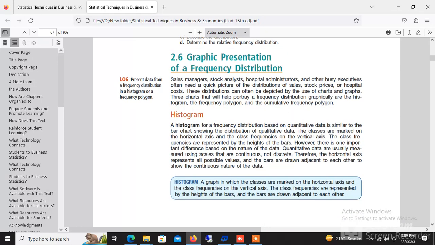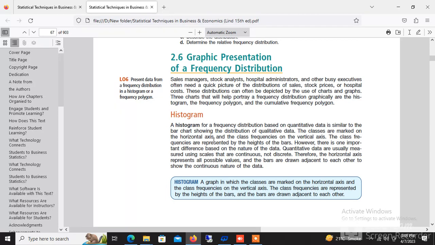Graphic presentation of a frequency distribution. Sales managers, stock analysts, hospital administrators, and others need to keep a picture of the distribution of sales, stock prices, and hospital costs. These distributions can often be portrayed by the use of charts and graphs. The three charts that will help portray a frequency distribution graphically are, first, the histogram.